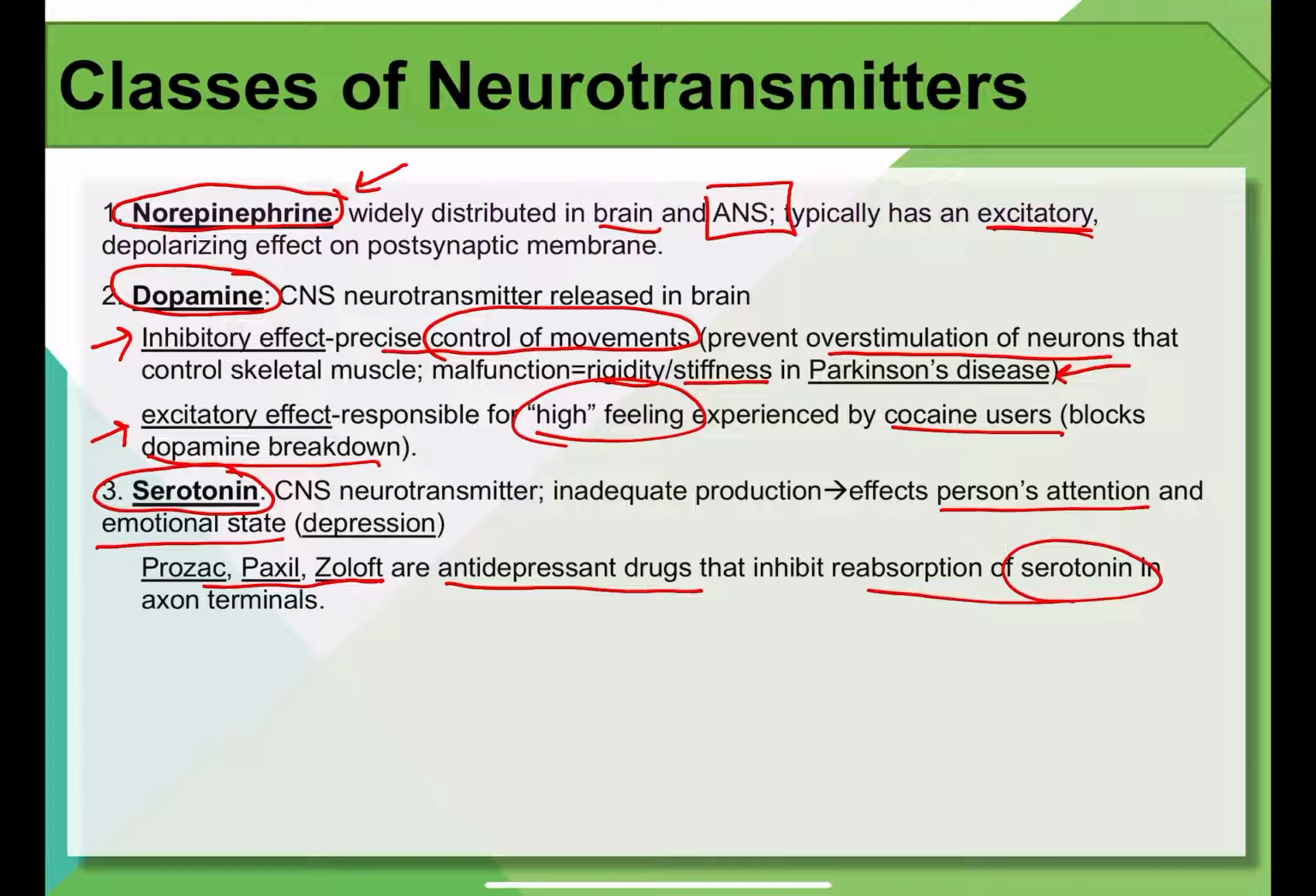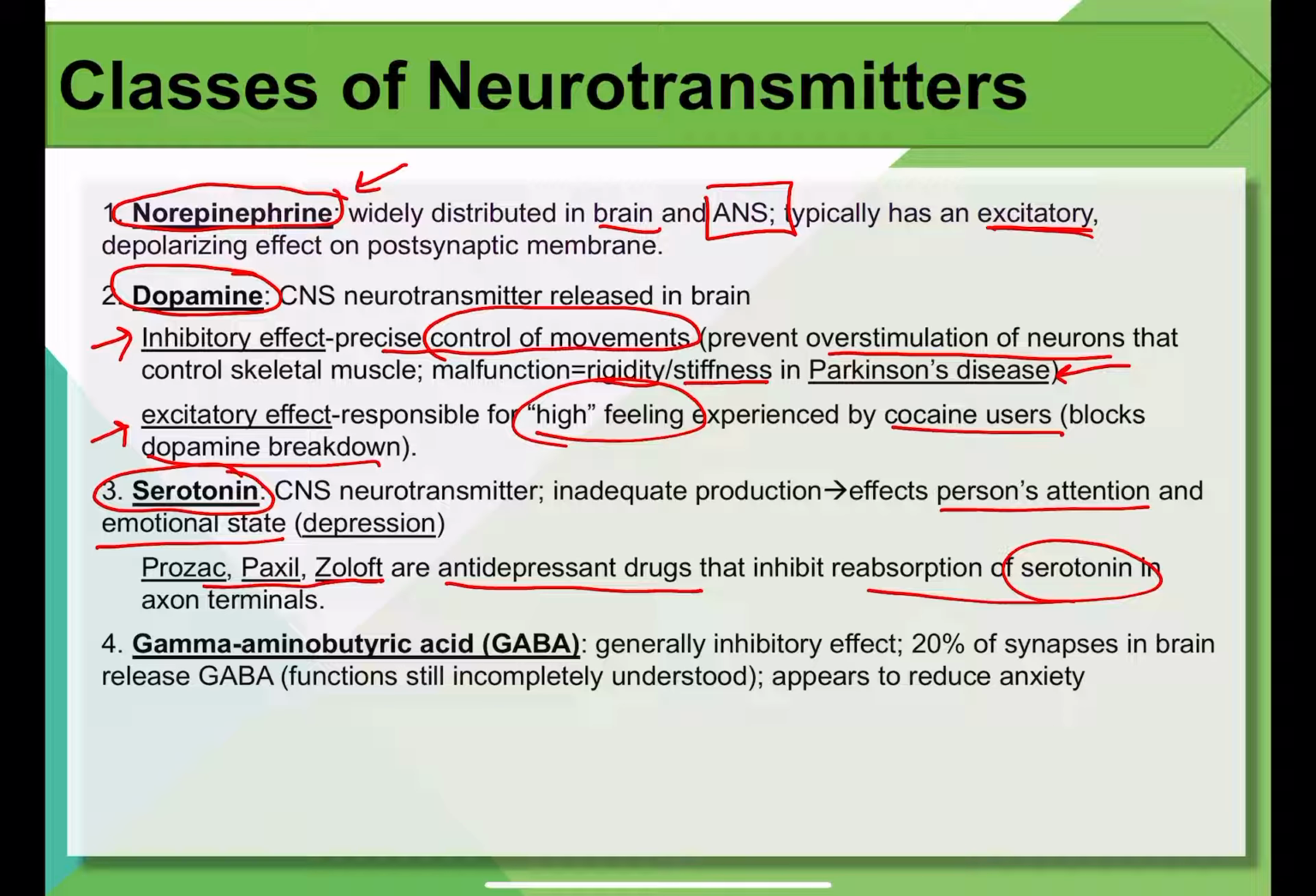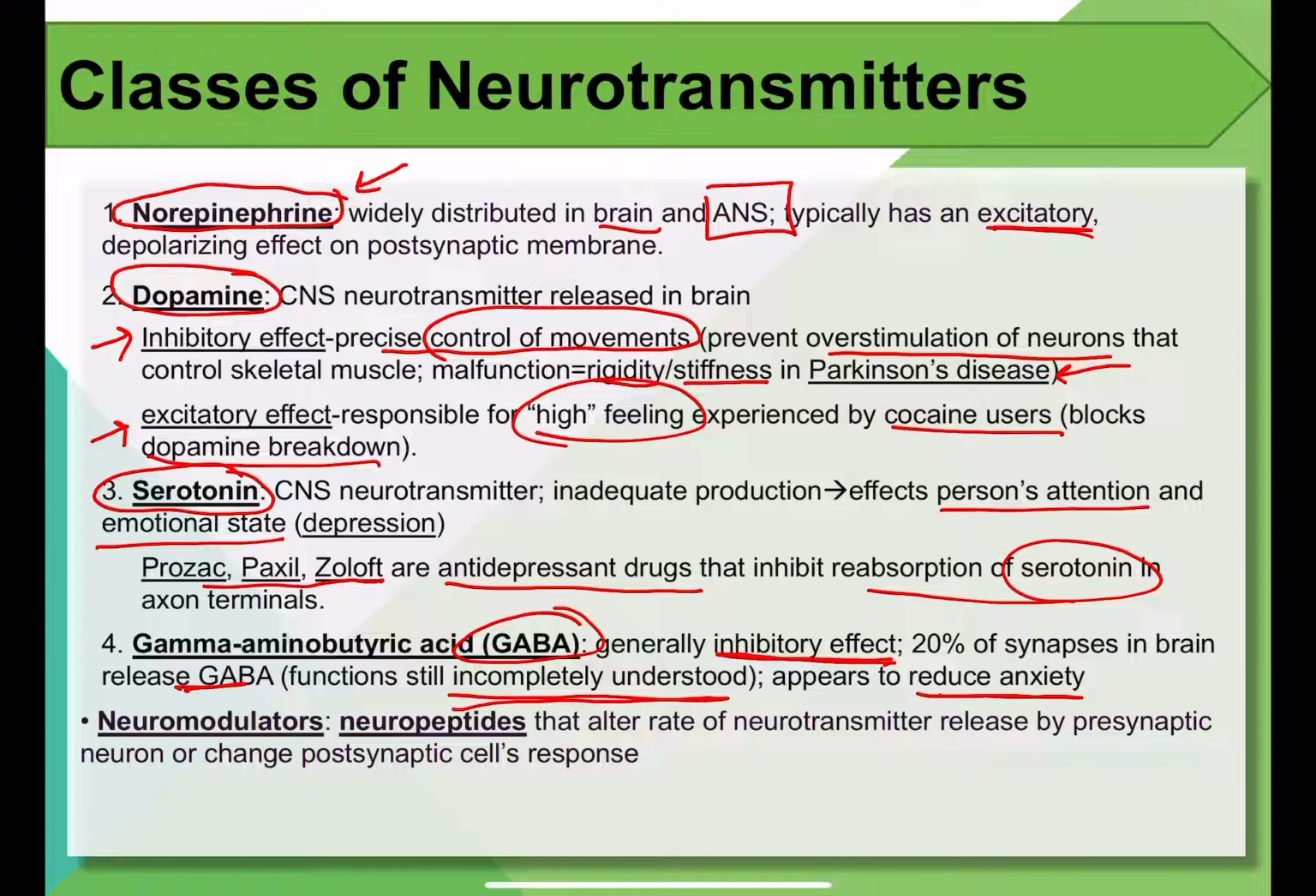that inhibit reabsorption of serotonin from the synaptic cleft. GABA, gamma aminobutyric acid, is generally inhibitory, okay? And 20% of synapses in the brain release GABA, but again, the function of GABA is still incompletely understood. But the best hypothesis researchers can come up with is that it appears to reduce anxiety when you have enough GABA around.